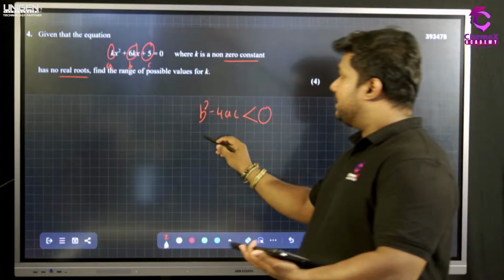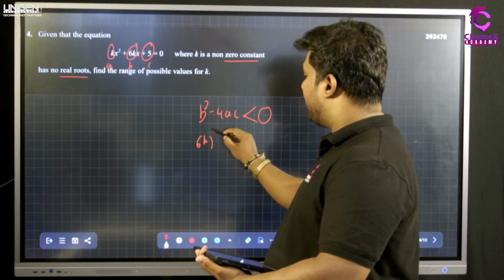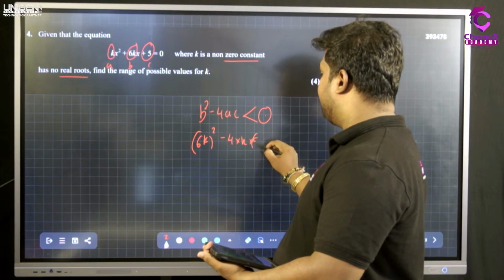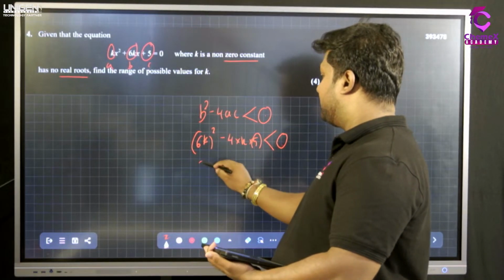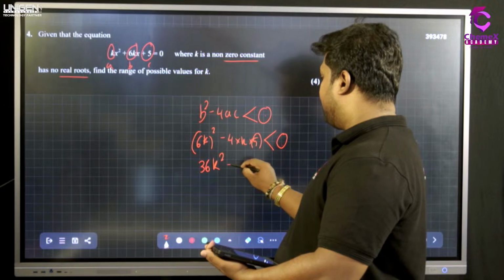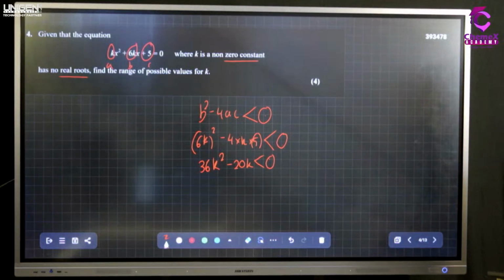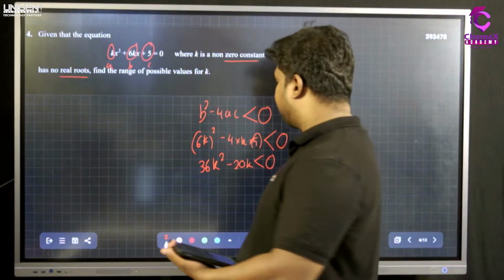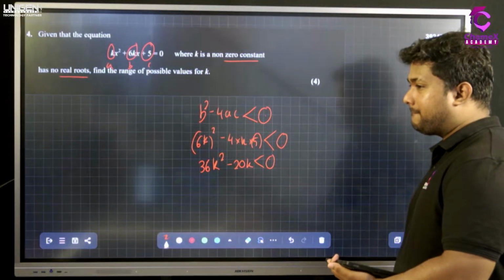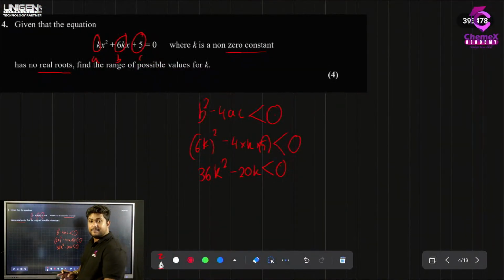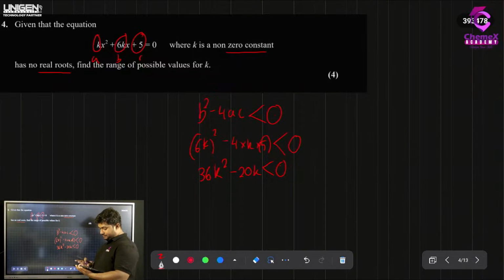Now I'm going to put those values here. 6k, entire thing squared, minus 4 times k times 5 is less than 0. So 36k squared minus 20k is less than 0. Got it? Now what do you do? You solve it. How do you solve this? Any suggestions how to solve?